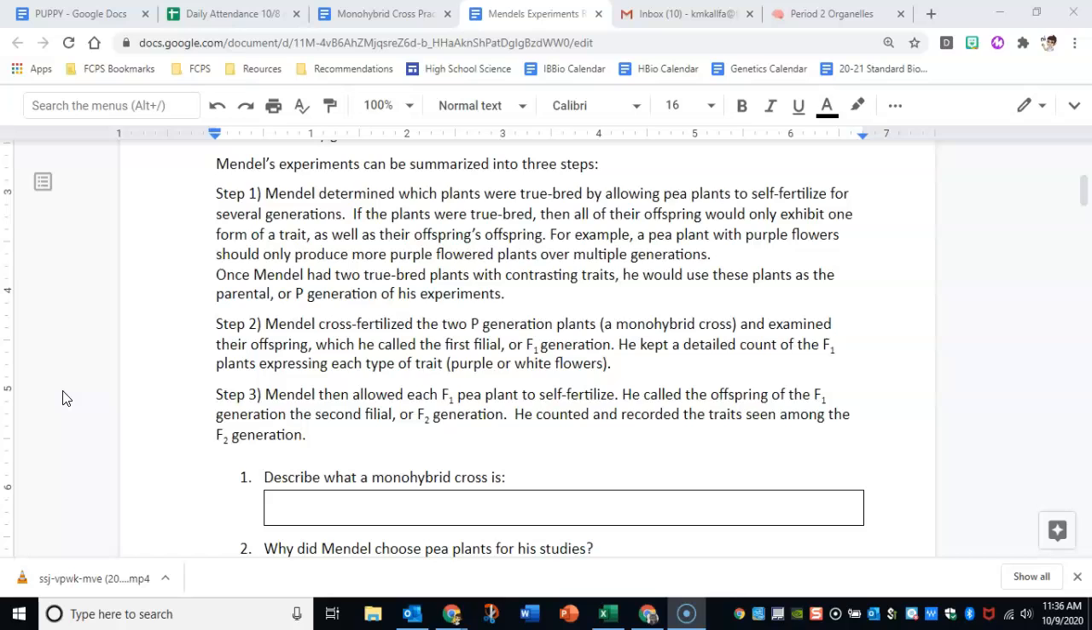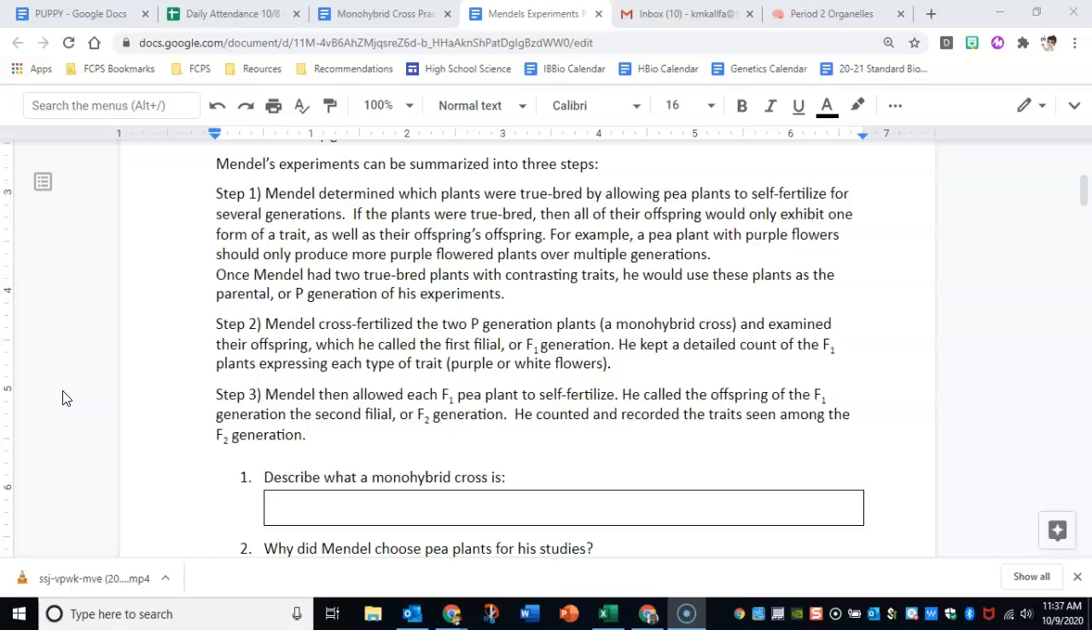Step 2. Mendel cross-fertilized the 2 P generation plants by doing a monohybrid cross and examined their offspring, which he called the first filial, or F1 generation. So this is like the first group of babies. He kept a detailed count of the F1 plants expressing each type of trait, whether they were purple or white.